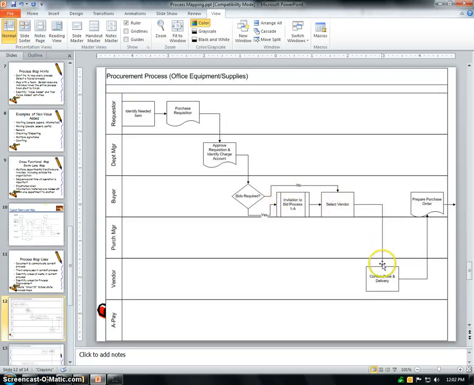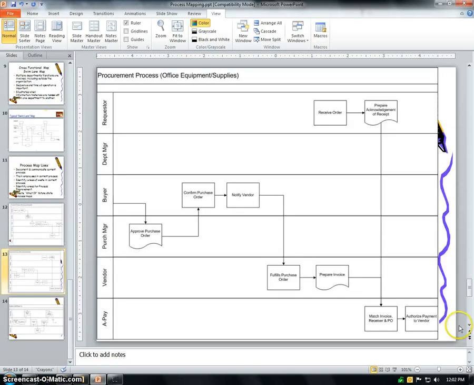Looks like then they hand this off to the vendor, and the vendor confirms price and delivery, and then they hand it back to the buyer, who creates a purchase order. And where do we go? From the purchase order down to the purchasing manager for an approval, and then back to the buyer to confirm the purchase order and notify the vendor, and then back to the vendor to fulfill the purchase order. That's to actually ship the item that was purchased.